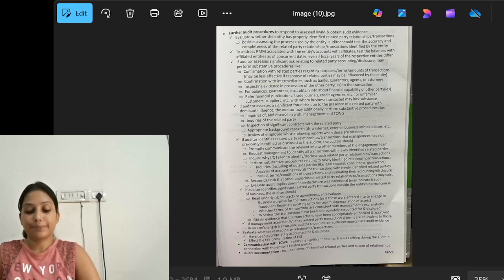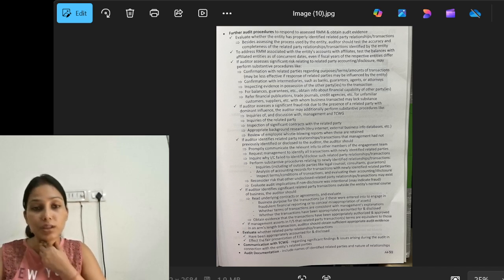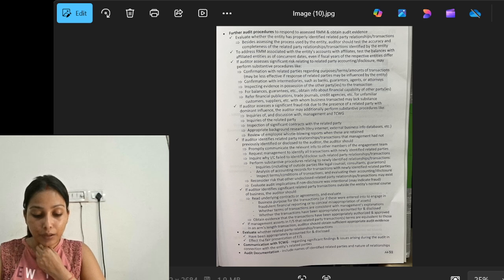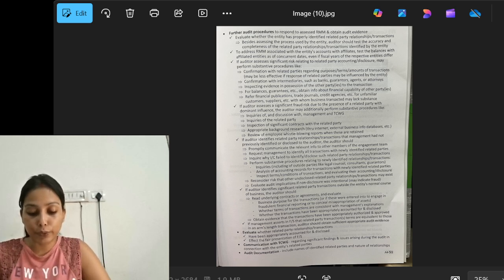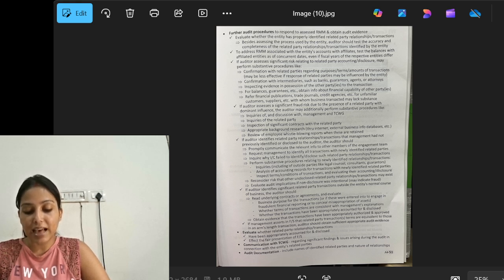Now, the further audit procedures for related parties are: evaluate whether the entity has properly identified related party relationships or transactions. Besides assessing the process used by the entity, the auditor should test the accuracy and completeness of the related party relationships and transactions identified by the entity. To address the RMM associated with the entity's accounts with affiliates, trace the balances with the affiliated entities as of concurrent dates, even if the fiscal years of the respective entities differ.